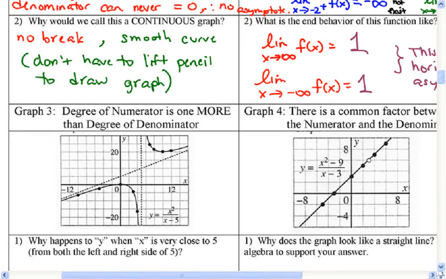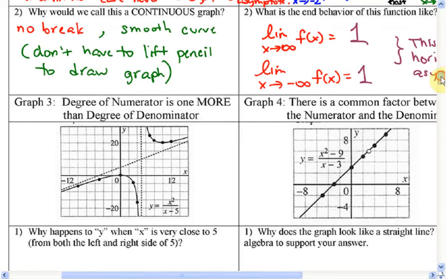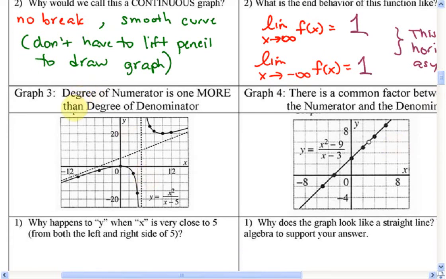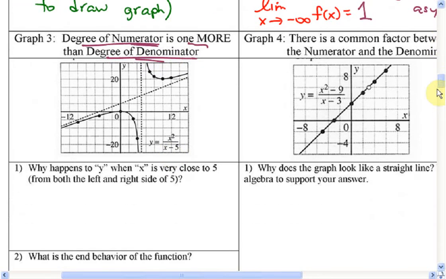Okay, dear friends, number 3. Things get trippy right now in 3 and 4. Okay, number 3. Notice what I have in number 3. The degree of the numerator, x squared, is 1 more than the degree of the denominator, which is just x.